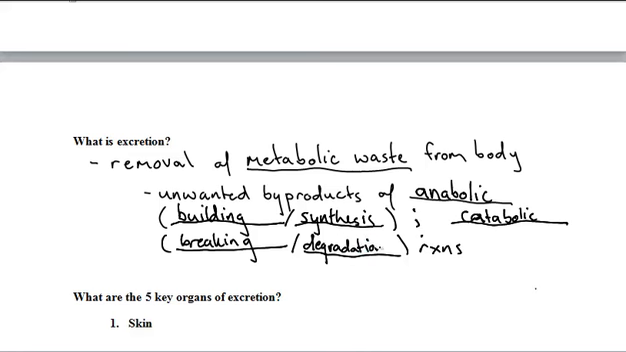So excretion is to get rid of the unwanted byproducts of anabolic and catabolic reactions that are necessary, the reactions being necessary to maintain, and by this time you're very comfortable with saying, homeostasis.